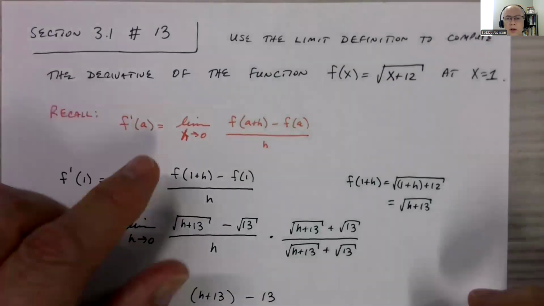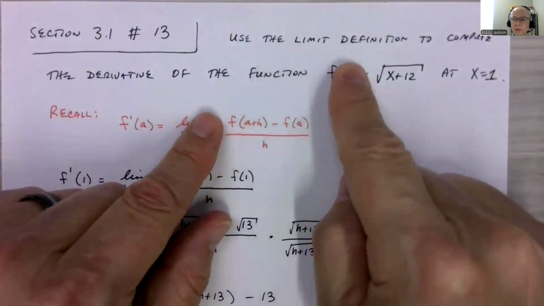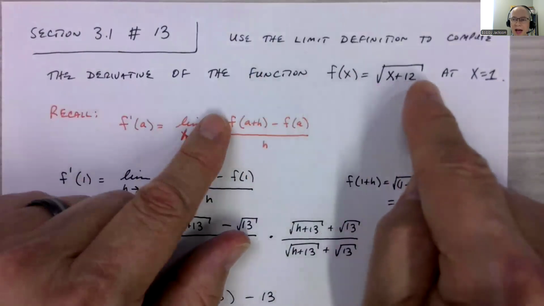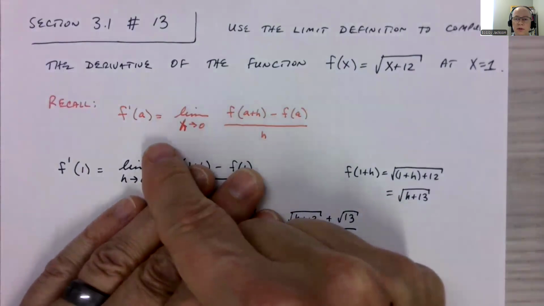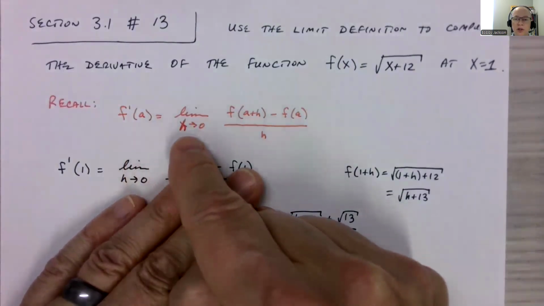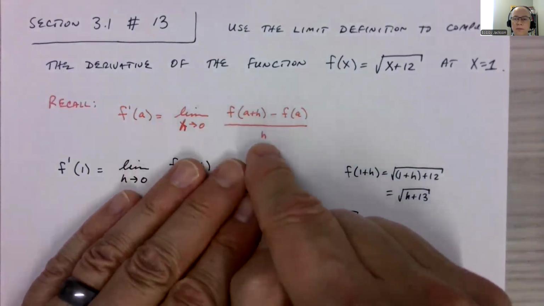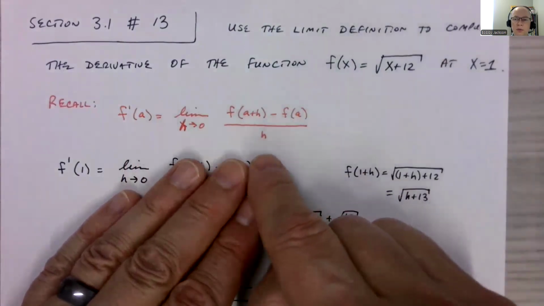All right, everyone, let's take a look at number 13 in section 3.1. We're going to use the limit definition to compute the derivative of this function at x equals 1. So just recall, here is the limit definition that we can use. F prime of a is the limit as h goes to 0 of f of a plus h minus f of a over h. So I'm going to use this form. We also have the alternate definition, but we're going to use this one.